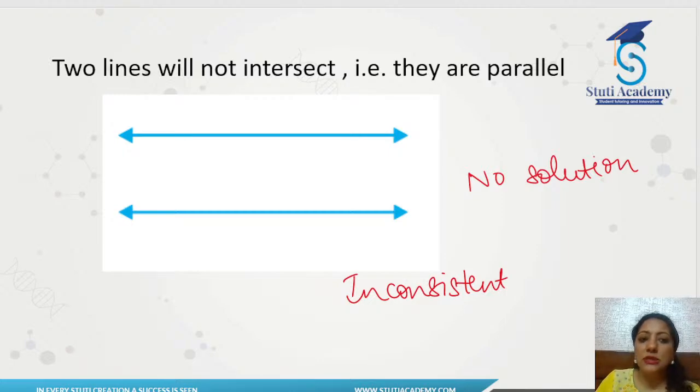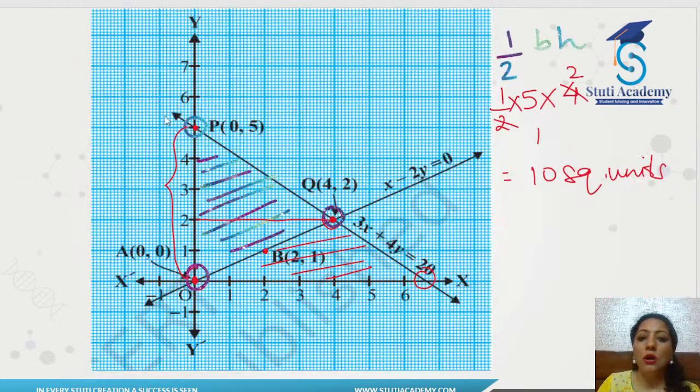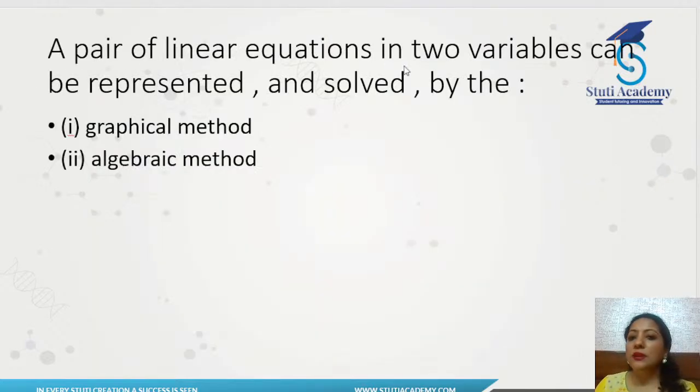And also in today's class, we have learned how to draw graphs of linear equations in two variables. So we have discussed the graph things in detail. In tomorrow's class, I'll just show you that also. Now, a pair of linear equations in two variables can be represented and solved by the graphical method. So today we have learned the graphical method, how to figure out the solution of a set of linear equations through graphs. In tomorrow's class, we'll be learning algebraic methods.